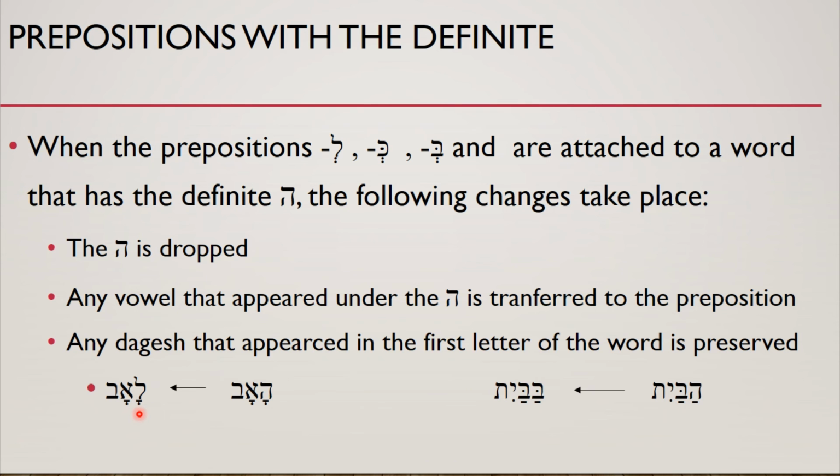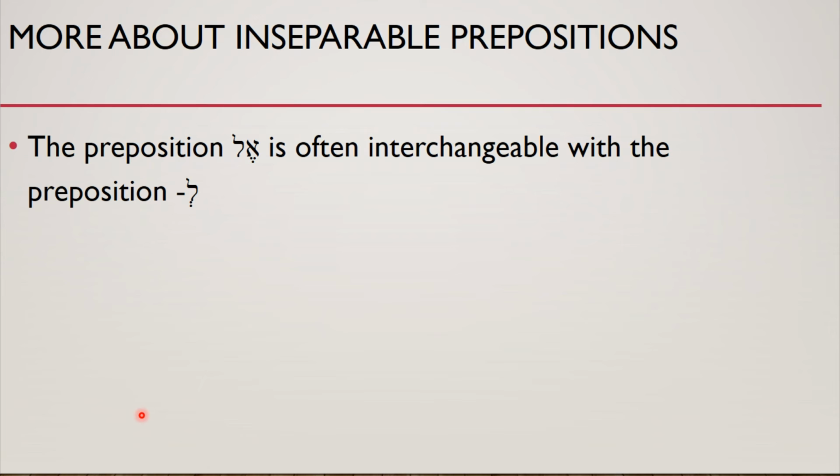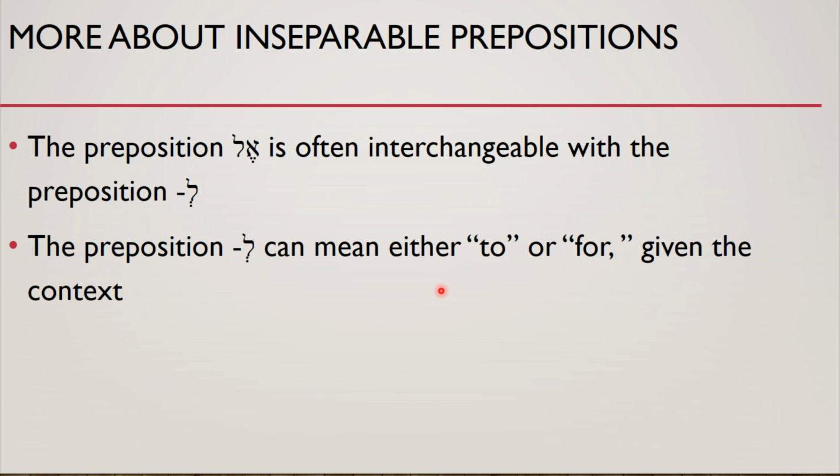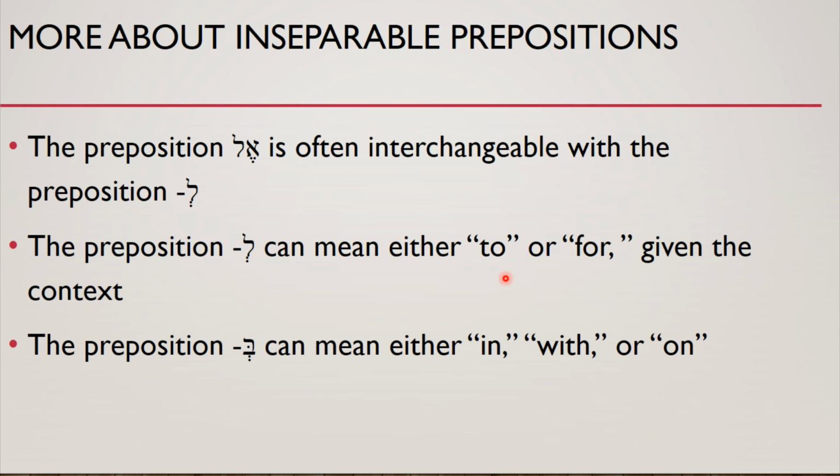It's to the father. And a little bit more about inseparable prepositions is that the preposition el is often interchangeable with the preposition lamed. Also, this preposition can mean either to or for. It really depends on the context, and I'm going to be saying that a lot throughout this course. A lot of how we translate words depends on the context, just like the preposition bait can mean either in, with, or on.